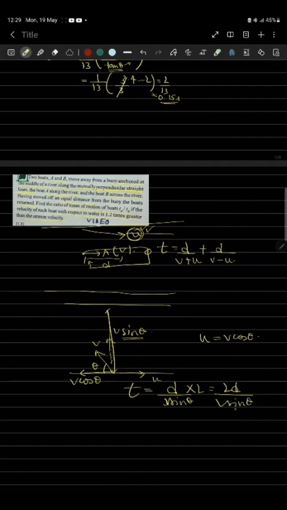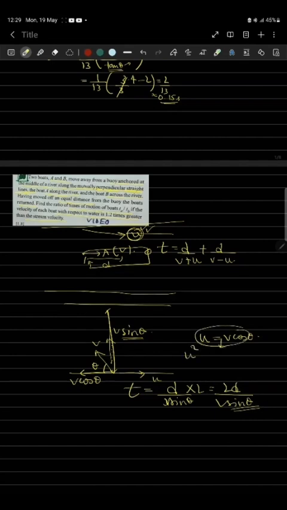Okay, so we have this is v cos theta. Horizontally there will be no velocity component, so we have u is equal to v cos theta, and this is then v sin theta. So here we have v sin theta, so the time taken is d by v sin theta, both for the upper leg and the lower leg of the journey. So we have into 2, which is 2d by v sin theta. Okay, now we are going to have an expression for sin theta.